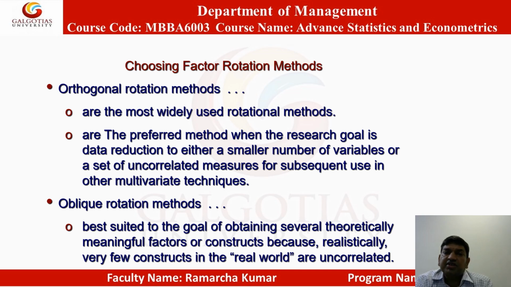Choosing factor rotation methods. Orthogonal rotation methods are the most widely used rotation methods, and they are the preferred method when the research goal is data reduction to either a smaller number of variables or a set of uncorrelated measures for subsequent use in other multivariate techniques. Oblique rotation methods are best suited to the goal of obtaining several theoretically meaningful factors or constructs, because realistically very few constructs in the real world are uncorrelated.